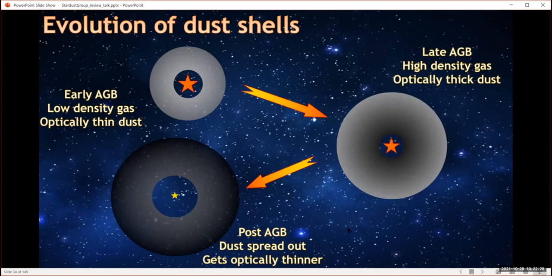And so these are all places that we can look. We can look at stars in the early AGB, all the way to the late AGB, and then beyond in the post-AGB phase as this system is heading towards becoming a planetary nebula.